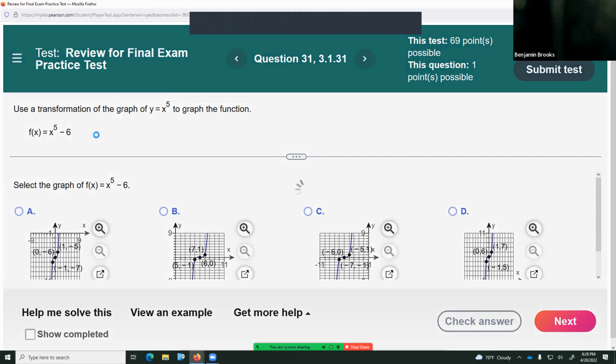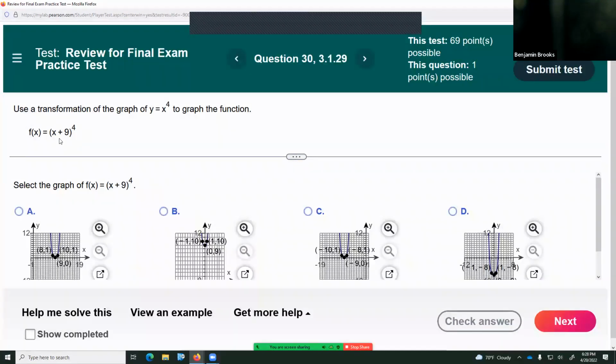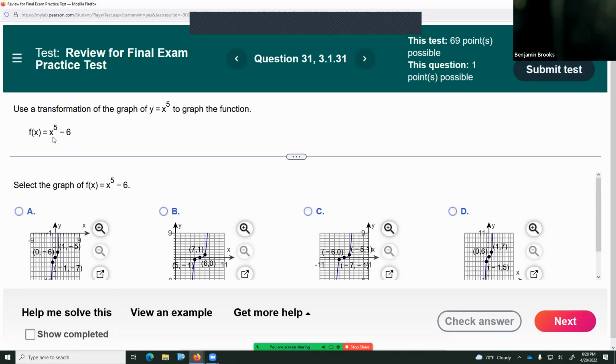So, for example, what kind of transformation has this made? If you have x plus 9 on the inside, what kind of transformation does that mean? You go up, down, left, right. What do we do? Left 9. In this case, we got x to the 5th minus 6 on the outside. So where are we going, left, right, up, down? Down 6. Exactly.